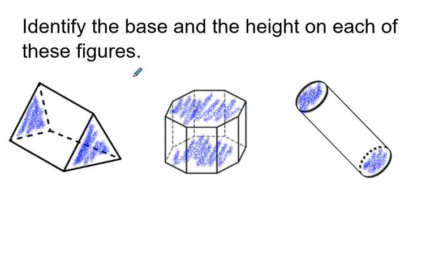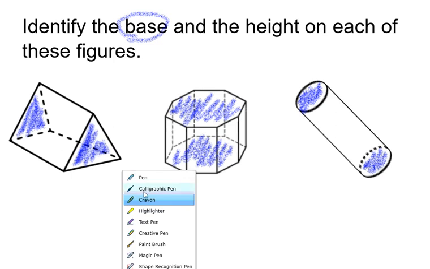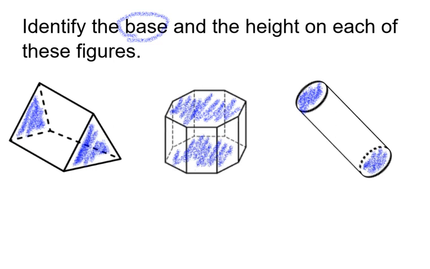So I've identified my bases with the blue crayon, and now what is my height in each one? And I'll pull out my pen here. The height here is this distance between the two bases. Here the height goes up and down between the two bases, and here my height is actually on a diagonal between my two bases. All right, let's try out a problem.